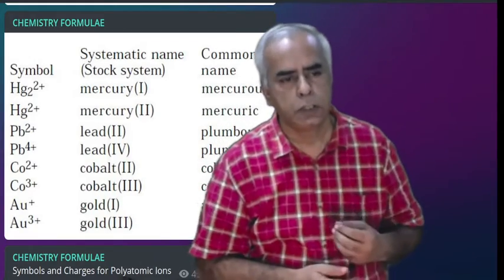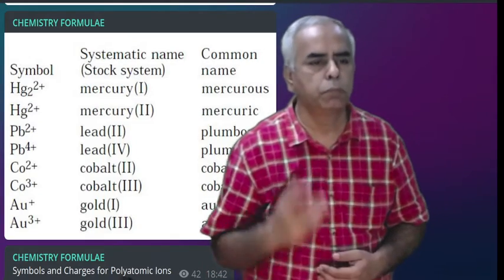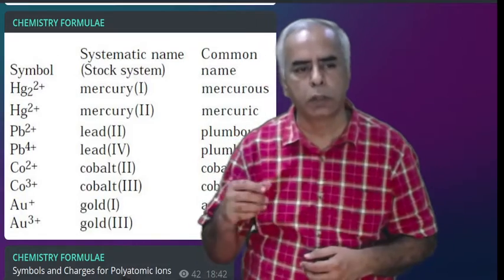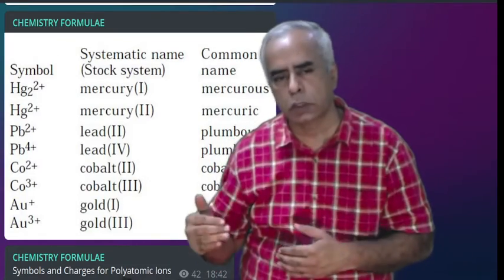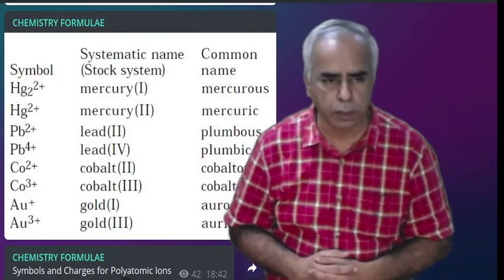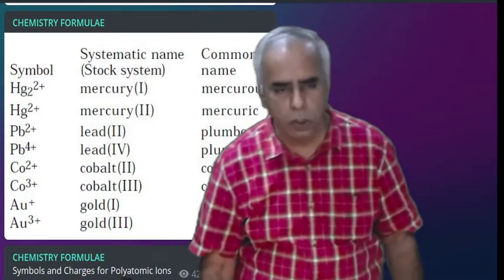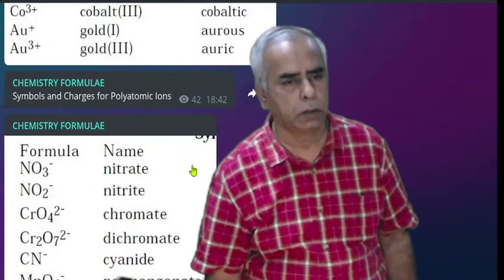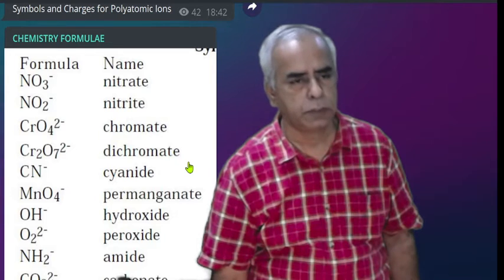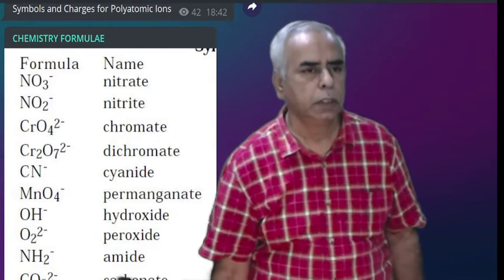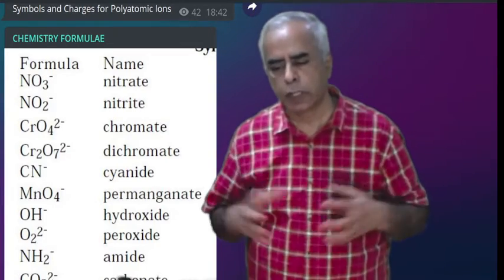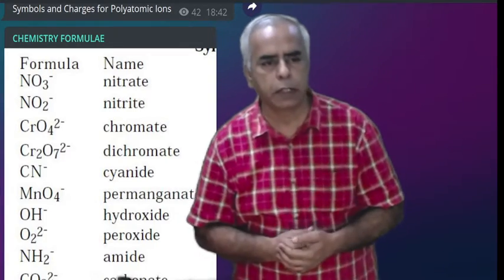Then let me come back to lead 2 plus, plumbous; lead 4, plumbic; then cobalt 2, cobaltous; cobalt 3, cobaltic; and similarly you have aurous and auric. Aurous means a single charge, that is gold 1. Gold 3 means auric. So all these names should be learned by heart. You have to memorize all these prefixes, suffixes and charges, and the names of cations and anions.